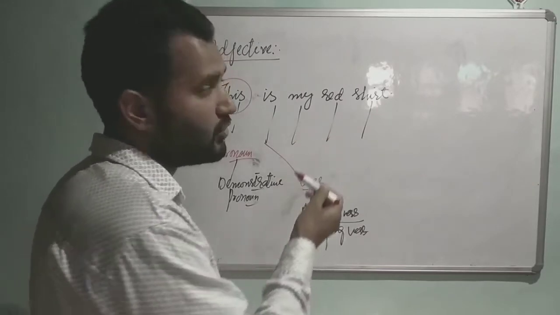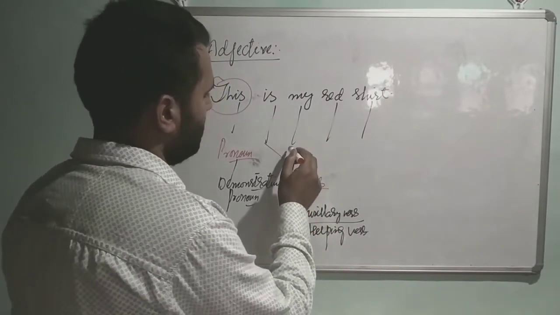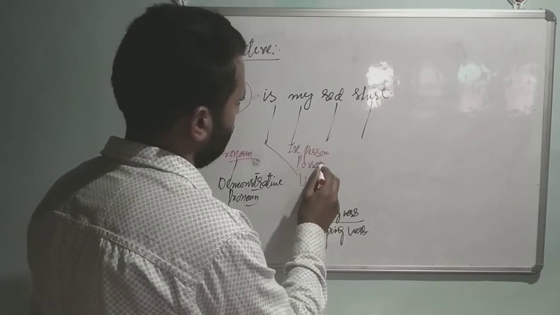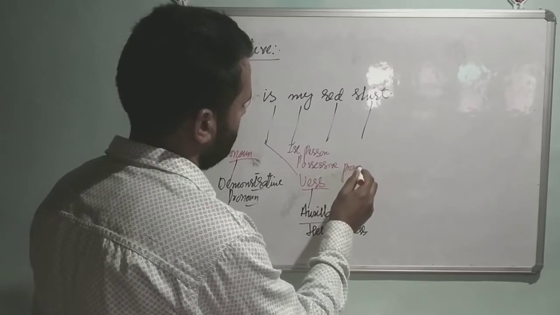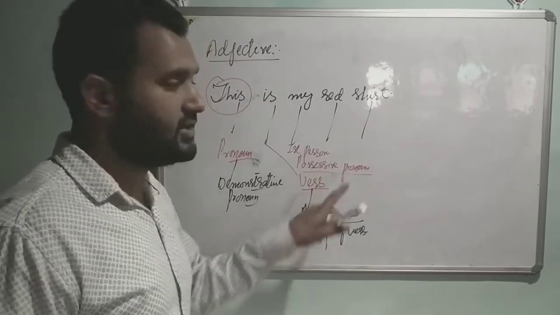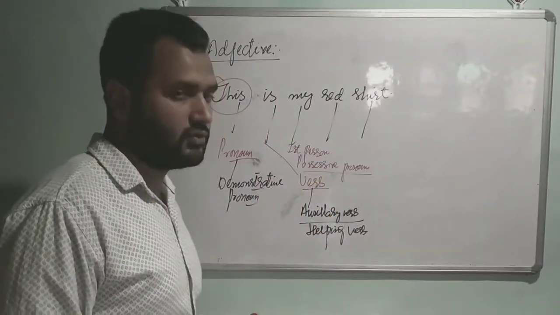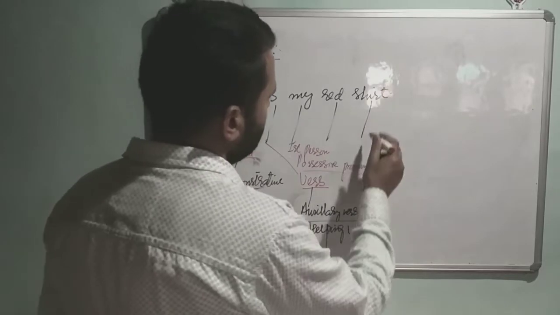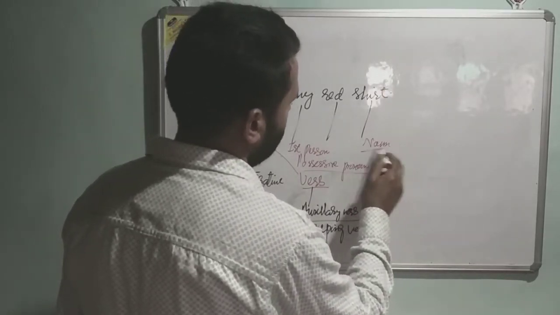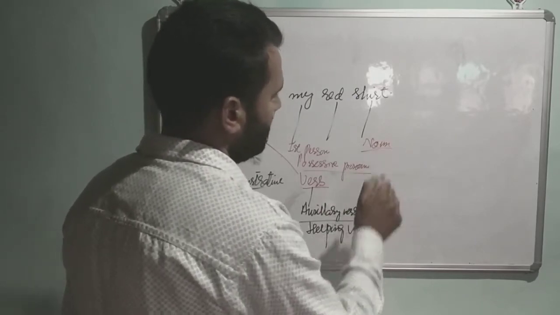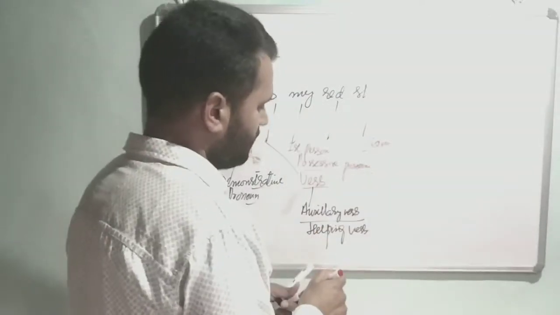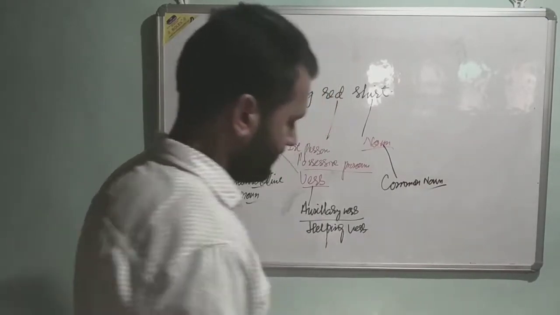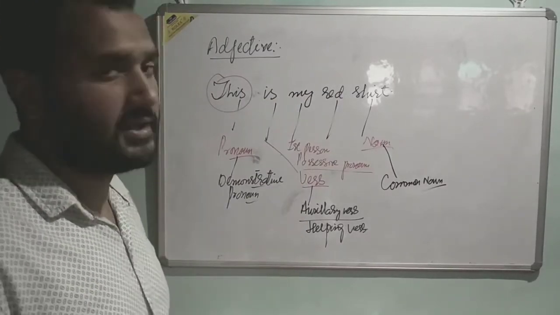Now see, this is my. This is also a pronoun. And which pronoun is it? It is actually a first person possessive pronoun, or we can say it is a first person genitive pronoun. Okay, this we have discussed previously, so there's no need to recapitulate things once again, because it's just consuming our time. Now see, this is another word. This is shirt, and it's a noun. It's actually a common noun, that we have discussed previously.